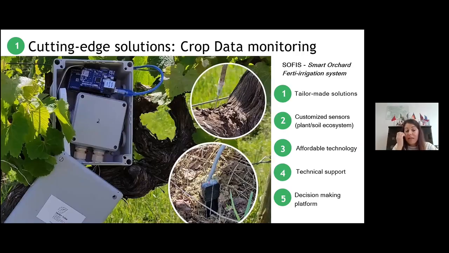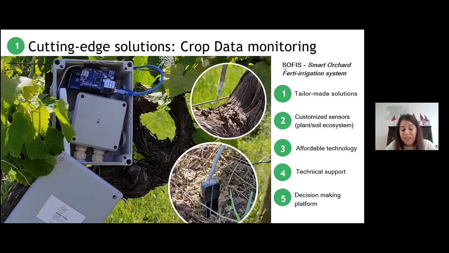And so one of the practical use cases that I am going to present is an edge solution that we have called SOFIS, a smart orchard ferti-irrigation system, which is a customized solution. These are modular sensors that are customized and can measure the soil on one side, but also the plant ecosystems, so that through artificial intelligence we can get the insights or metrics to predict what we can do in the field with real-time data.